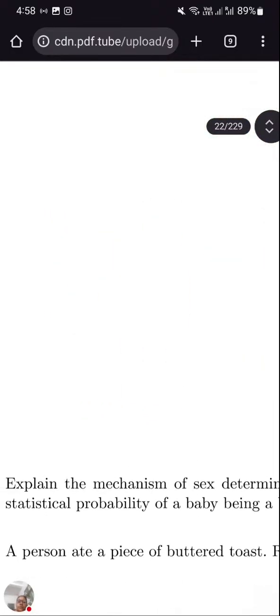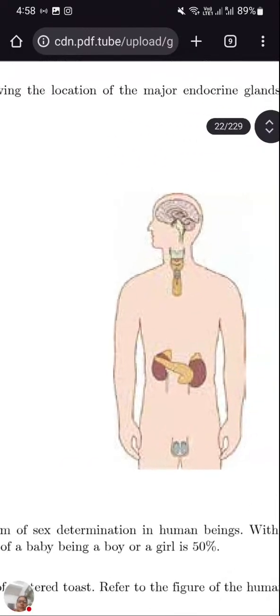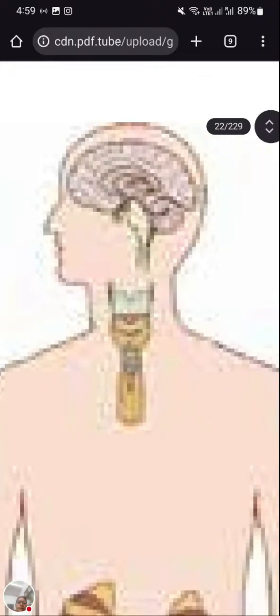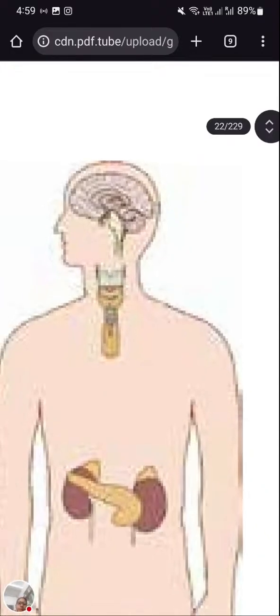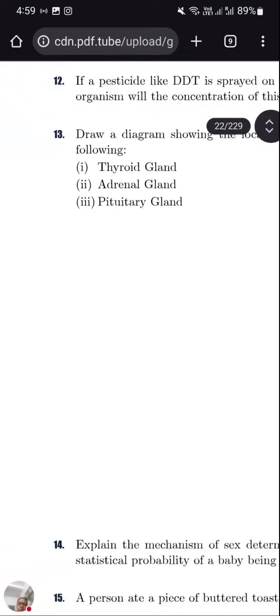Now the next one, the pituitary gland. The pituitary gland is present in the brain, near the brain stem. So here the flower-like region in the brain is the pituitary gland. Now let's move to the next question.